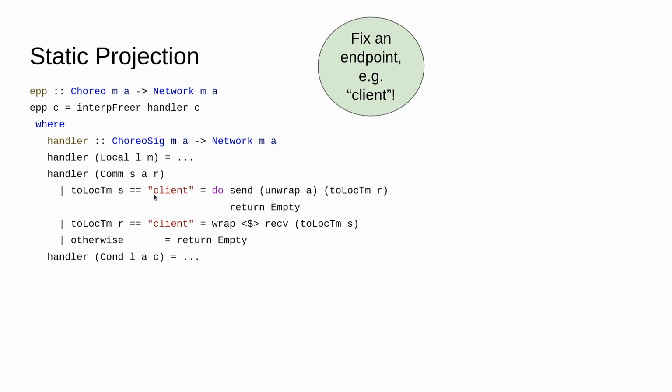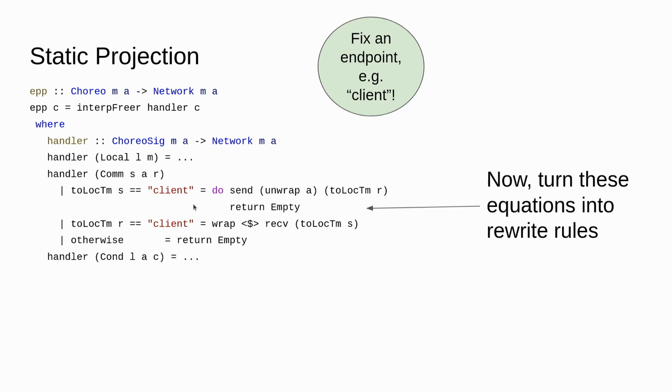So we know here that if the sender is client, we want to do the sending operation. If we are the receiver, we want to do the receiving operation. So in order to run this at compile time, we will turn these equations into rewrite rules. This is where it becomes a hack.